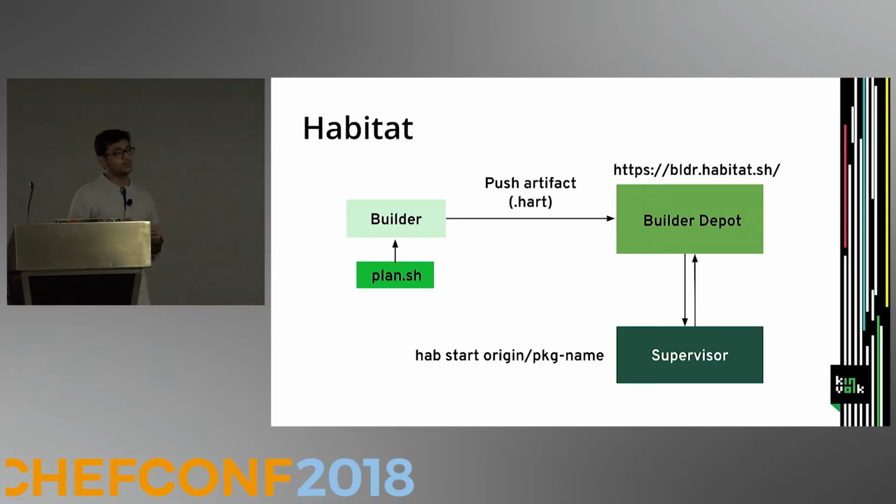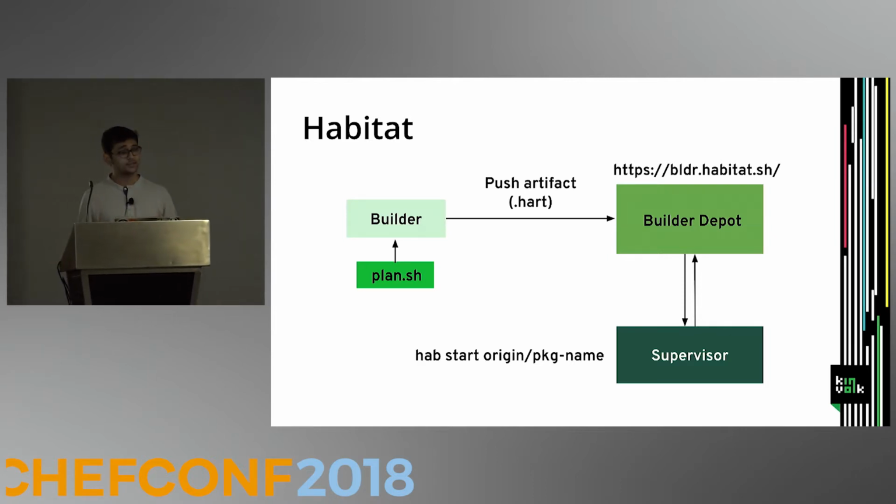In this example, there's only one supervisor running, and the topology is called standalone. Now, it's pretty good to run a single instance, but more often than not, you would want to be running multiple instances of your applications for fault-tolerant systems.